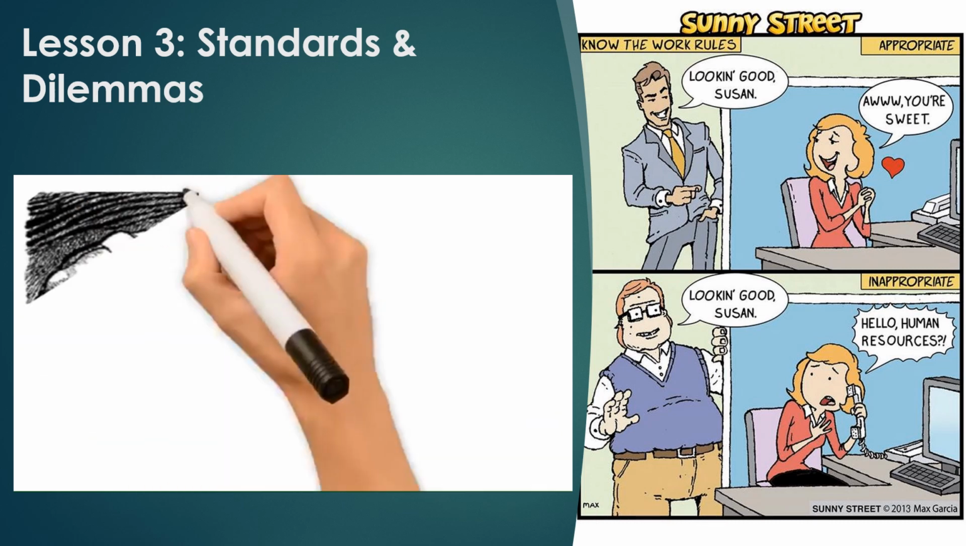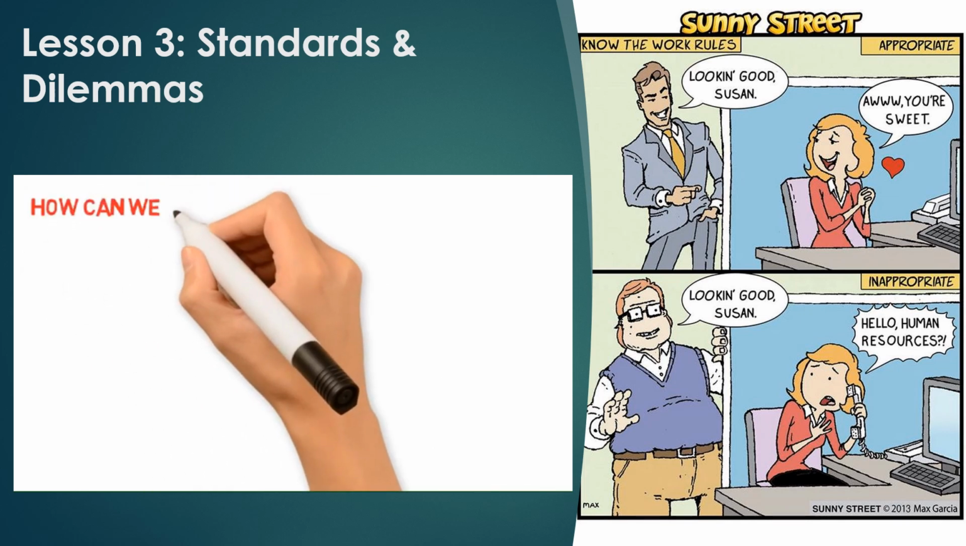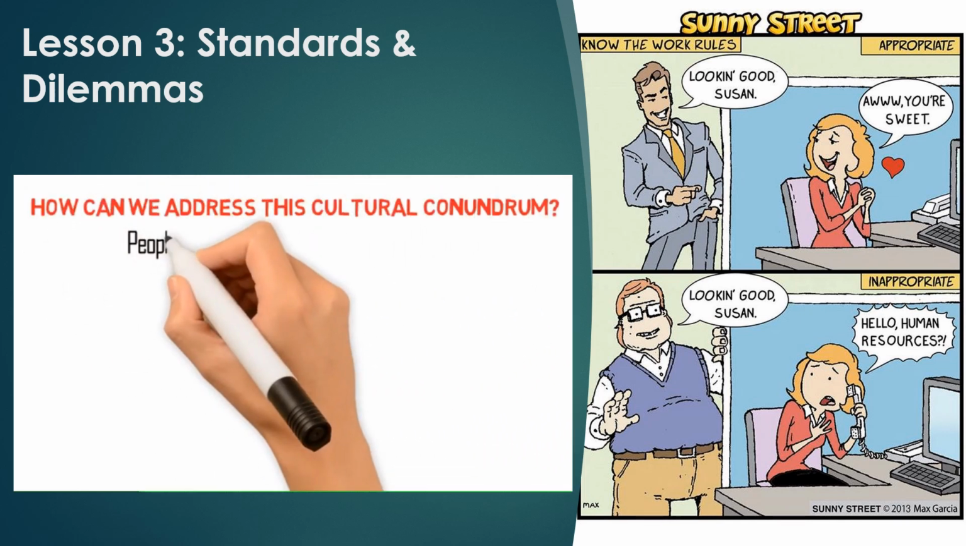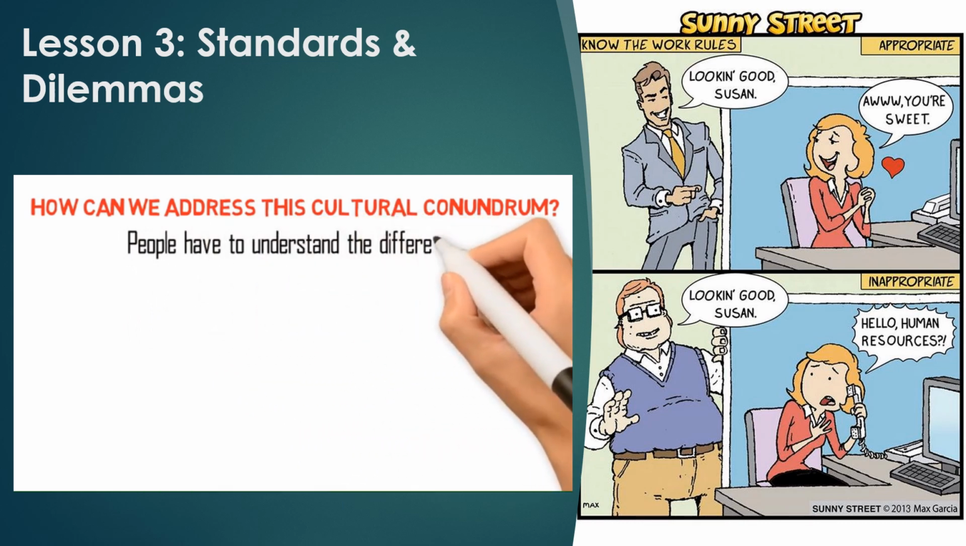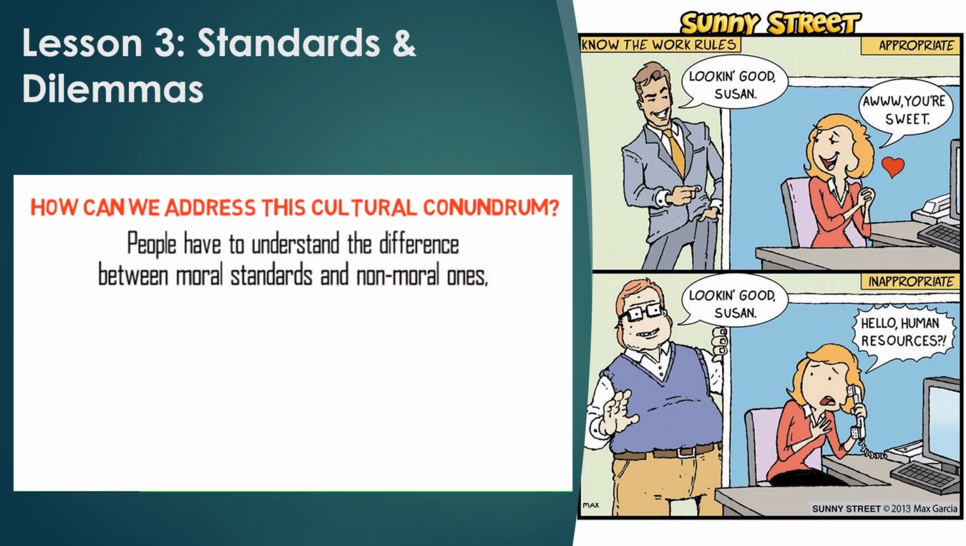Now, the danger here is that one culture may impose its own cultural standards on others, which may result in a clash in cultural values and beliefs. When this happens, as we may already know, violence and crime may ensue, such as religious violence and ethnic cleansing. So, how can we address this cultural conundrum? This is where the importance of understanding the difference between moral standards and non-moral ones comes in.